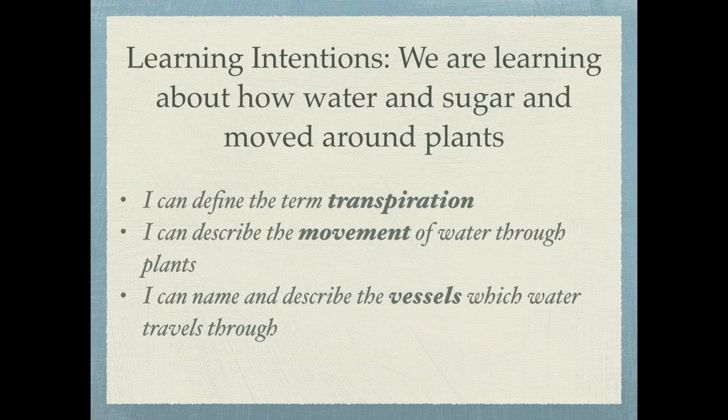So, in this video, we're going to look at defining the term transpiration. So that's not a typo, it's different from transportation. So transpiration is a biological term. I want you to be able to describe the movement of water through plants. Kind of what I just did there, talking about the roots, talking about the stem, and talking about the leaves. Then I'm going to give you the name of the vessel which transports water around the plant, and you should be able to describe the features of that vessel.